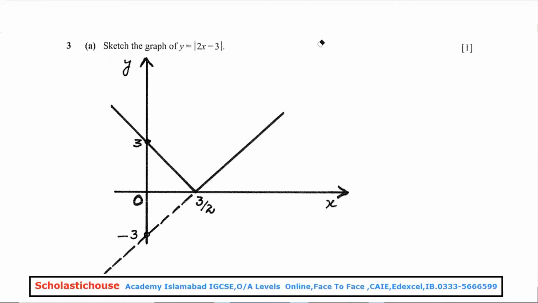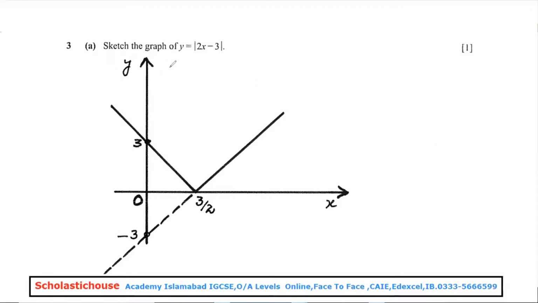Today we are doing past paper questions of pure mathematics paper 3, 2020, from all variants. The topic is modulus. Now we are doing our first question, which is taken from specimen paper 2020. That is the modulus graph.